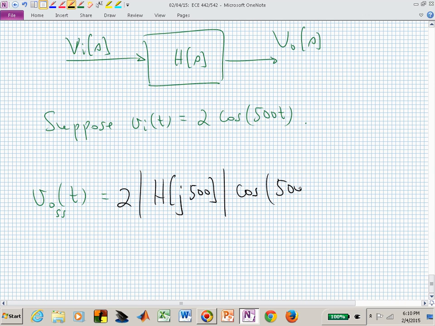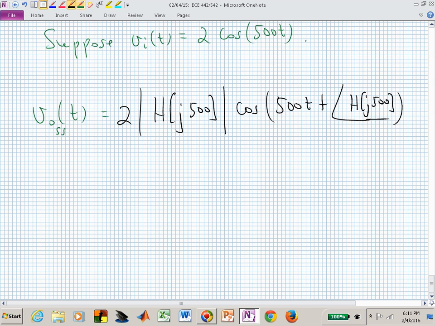cosine 500t plus the phase of H of j500. That's the sinusoidal steady-state output response due to a cosine or a sinusoidal input applied to a linear system. You simply evaluate the transfer function at j500, which is right on the imaginary axis. And we could do this graphically.